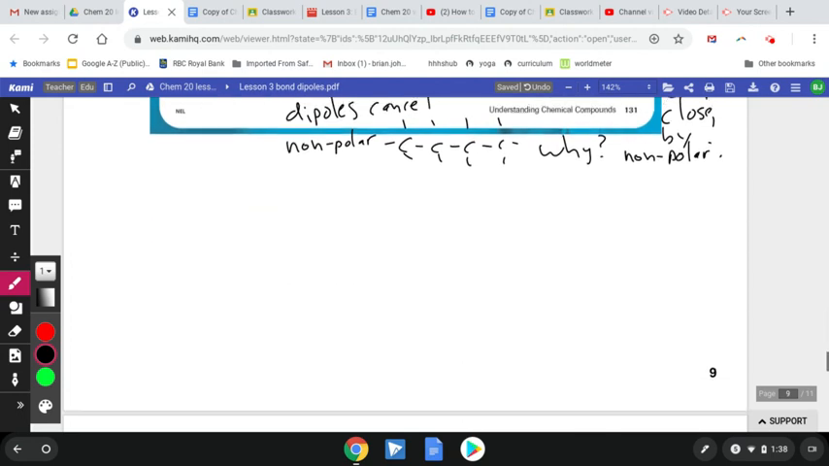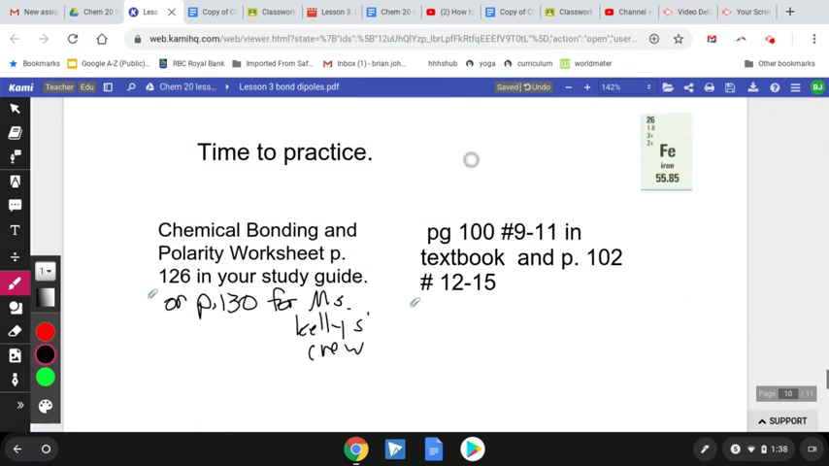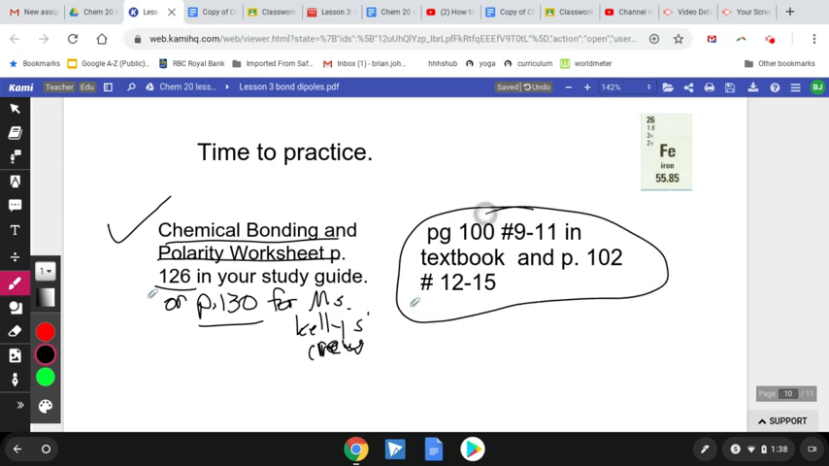Okay, I think we're close to being done here. Yes, we are. Time to practice. Okay, in your study guide, page 126 for my class, page 130 for Miss Kelly's class. I think it is Miss Kelly's crew. It's titled Chemical Bonding and Polarity Worksheet. It is a very good review of everything we've practiced. If you would like to do some additional textbook work, there it is.